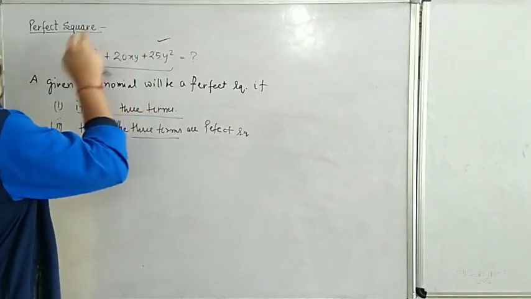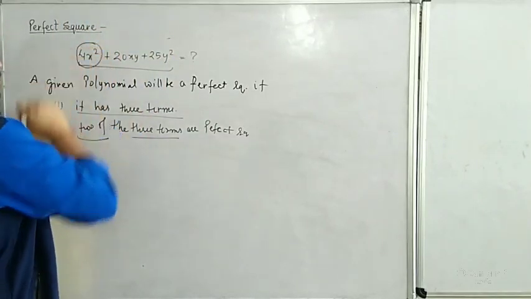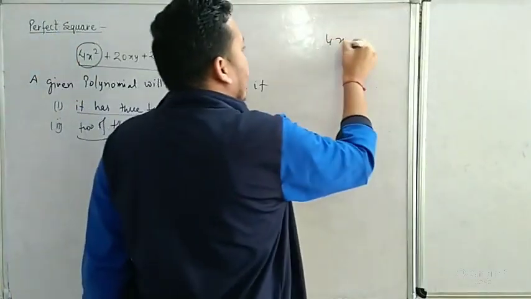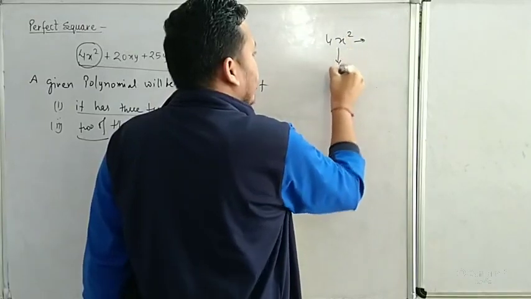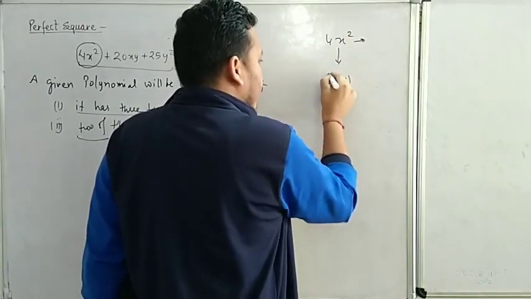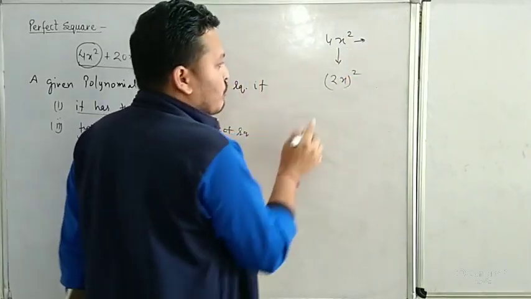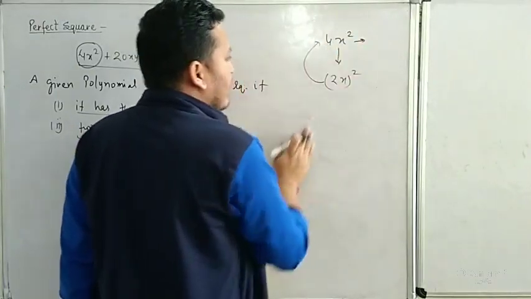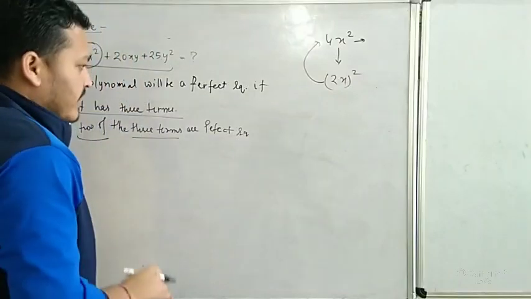तो देखो first term 4x square. Is 4x square a perfect square? Yes sir. So we can write it as 2x whole square. When we find the square of 2x, we will get 4 and x square. So we can say that 4x square is a perfect square.